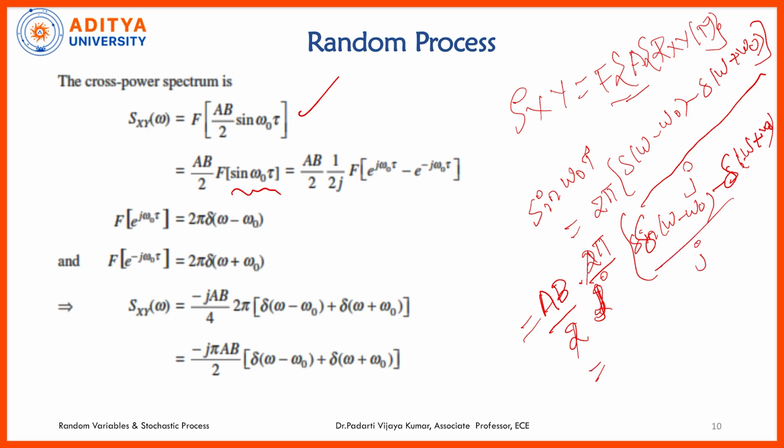So, the solution is AB into pi by j. This 1 by j can be written as minus j. So, this is written as AB into pi by 2 into minus j, delta of omega minus omega naught minus delta of omega plus omega naught.